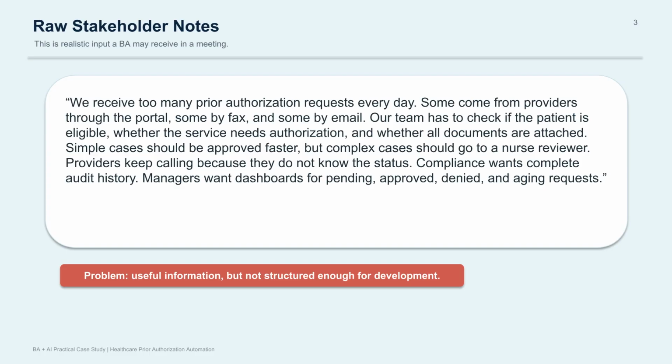Now imagine a stakeholder explains the issue in a meeting. They say requests are coming from multiple channels. Documents are often missing, eligibility must be checked, simple cases should move faster, complex cases need nurse review, and managers need dashboards. This information is useful, but it is not structured enough for development. This is where the BA work begins.